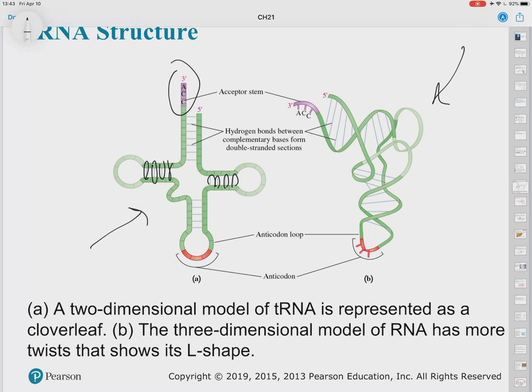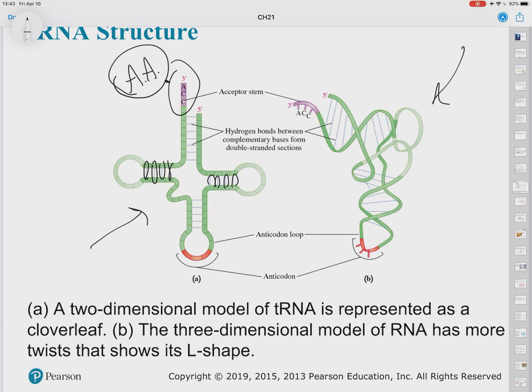Now there's an acceptor end, this 3' end. This is going to actually recognize the amino acid. So this is particular. Every amino acid we have has a tRNA specific for that amino acid. And some amino acids even have multiple tRNAs that will recognize it. And so the tRNA will recognize an amino acid. Let me just draw an amino acid and say that it's going to stick right here at this end.